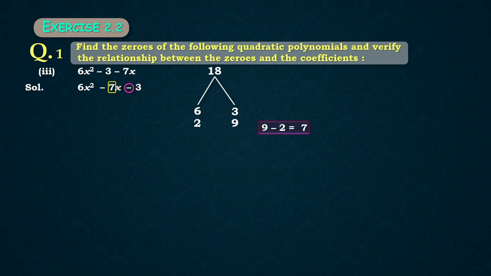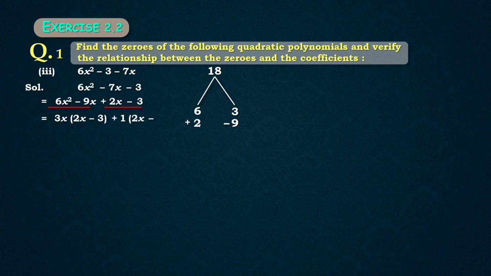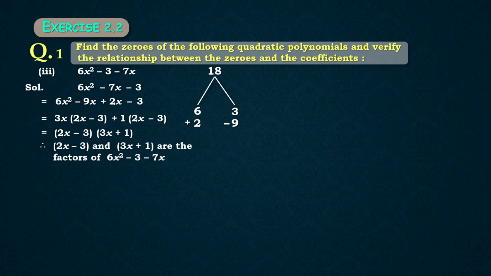So we split the middle term minus 7x into minus 9x plus 2x. Now the expression becomes 6x squared minus 9x plus 2x minus 3. Next, we group the terms. From the first two terms, we take 3x common. From the last two terms, we take one common. This gives us the common factor 2x minus 3. So the expression becomes 2x minus 3 multiplied by 3x plus 1. Therefore, the factors of the polynomial are 2x minus 3 and 3x plus 1.